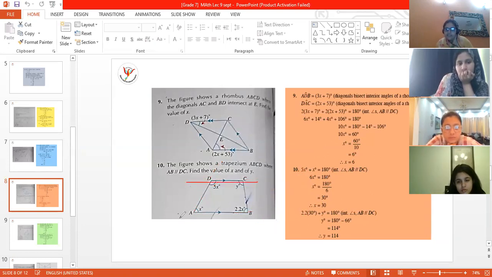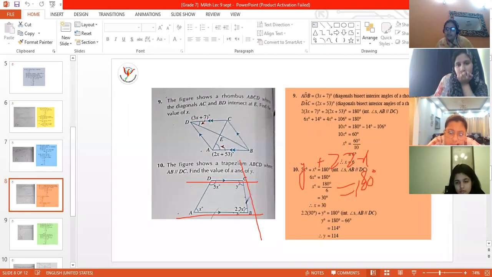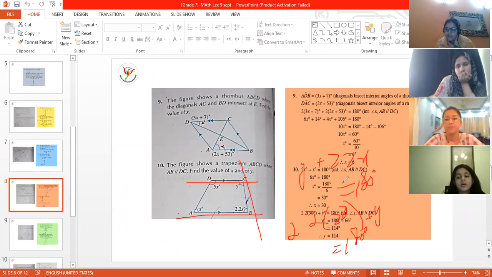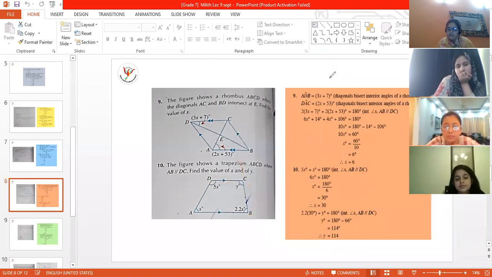Now see this, this is again a parallel line and this is another transversal, where y degrees plus 2.2x is equal to 180 degrees. The sum of interior angles is equal to 180 degrees, right? The value of x is 30 degrees, which means 2.2 into 30 plus y is equal to 180 degrees. Is this clear to everyone? Now the y degree will be 114 degrees. Is this clear, Ishan? Is this clear to everyone?